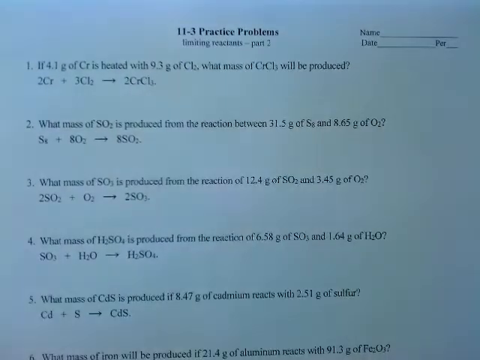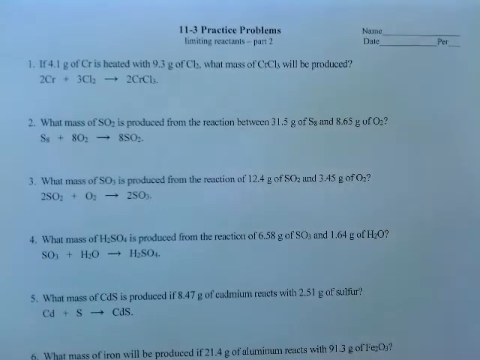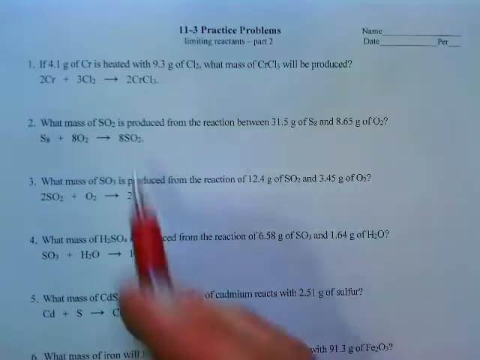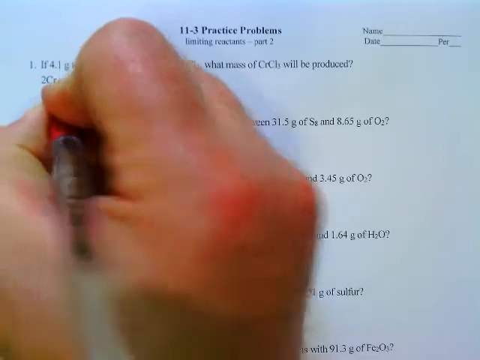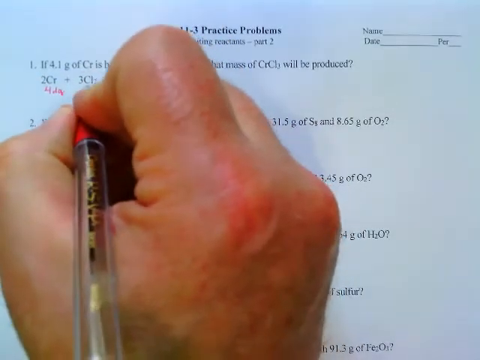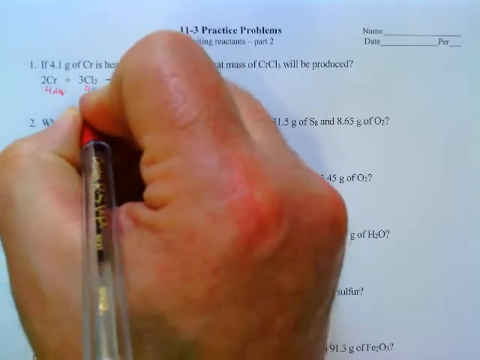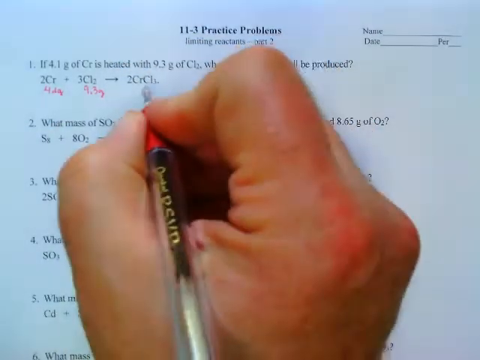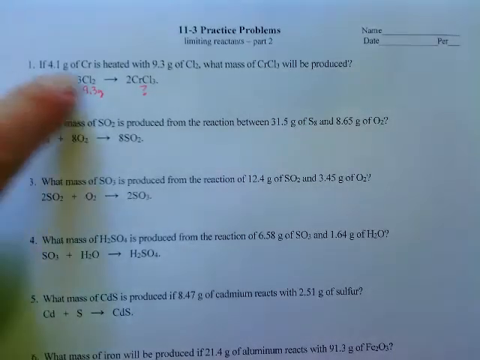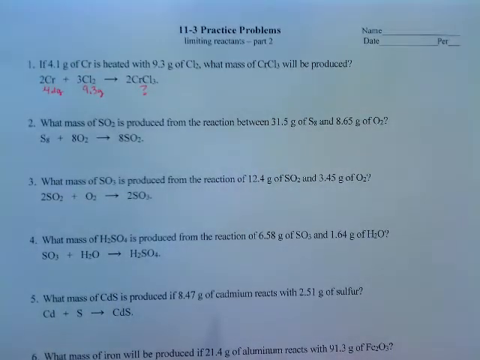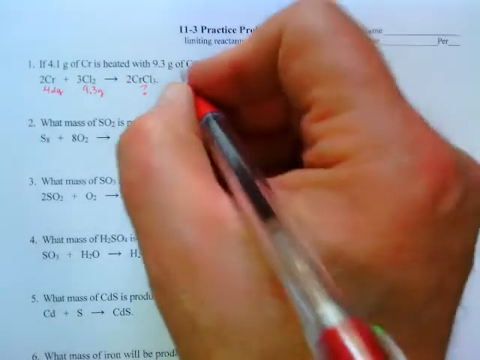Okay, now let's look at full limiting reactant problems in which we're not only going to find the limiting reactant, but we are going to then answer the problem. So in this case, we got 4.1 grams of the chromium and 9.3 grams of chlorine gas, and we want to know how much of this we're going to make. And of course we have to decide which one of those will be limiting.